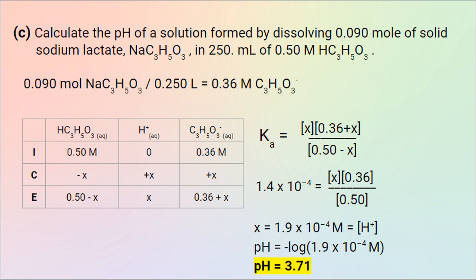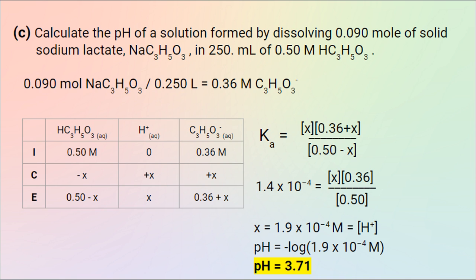For C, calculate the pH of the solution formed by dissolving 0.09 moles of solid sodium lactate in 250 milliliters of a 0.5 molarity HC3H5O3. What I did wrong was I didn't know how to set it up, and I also multiplied the wrong numbers. So instead, I should be taking 0.09 moles of NaC3H5O3 and dividing by the volume, which is 0.25 liters, to find the molarity of C3H5O3 minus. So then we can plug that into an ICE box with the equation given to us in the first part.